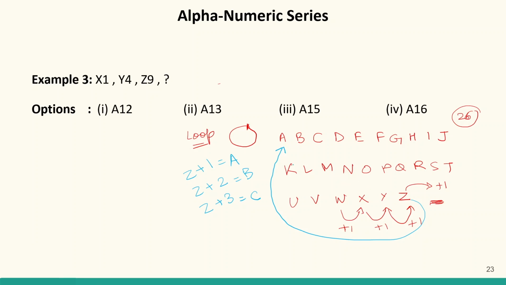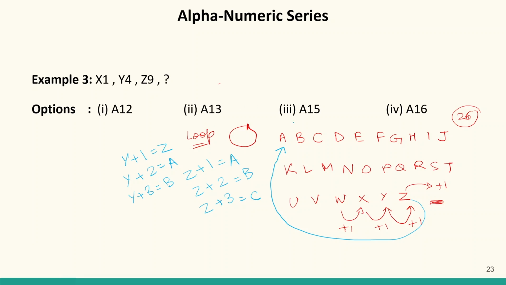Similarly, if we have to find Y plus 1, that will be Z. What about Y plus 2? There is no letter after Z, so we go in a loop. Y plus 2 will be A again. Similarly, Y plus 3 will be B. So this is going forward.